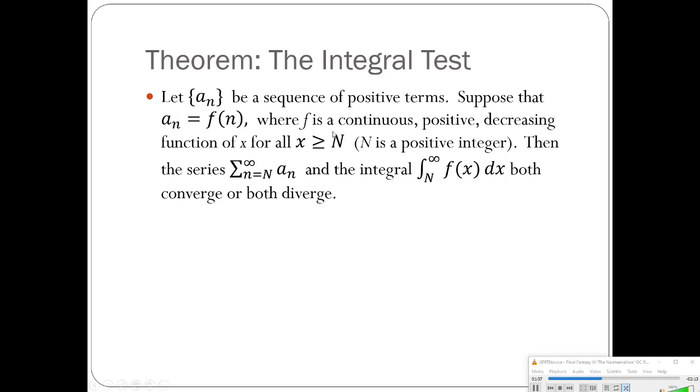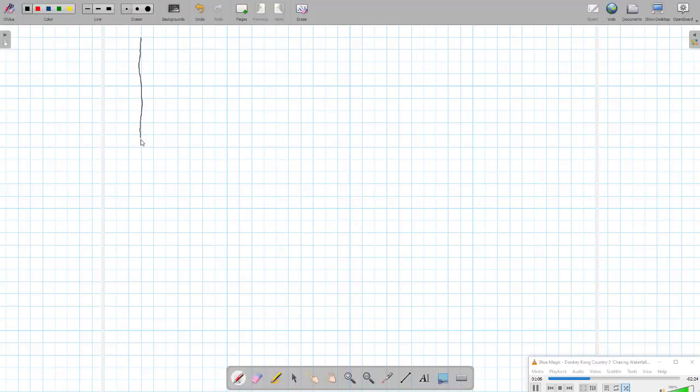So let's prove this. Suppose we have a function that looks like this. Continuous and decreasing and positive. And say this x value is n, this is n plus 1, this is n plus 2, and so on, n plus 3. Then over here, we're coming down to the end, we have n minus 1, little n, and n plus 1.